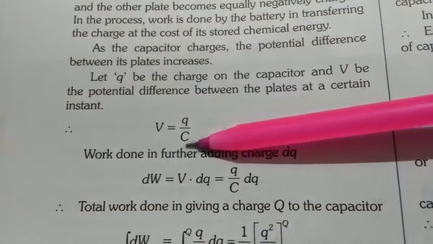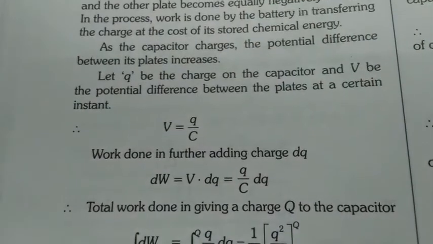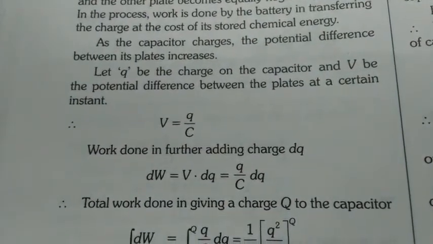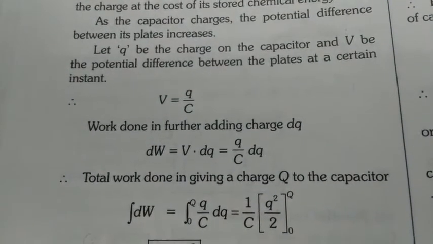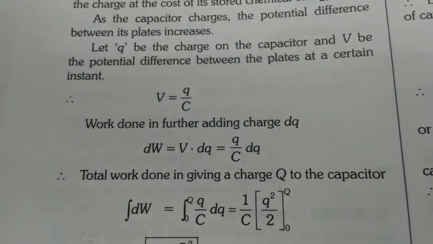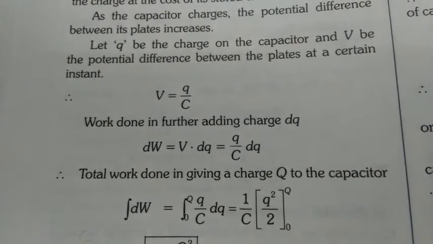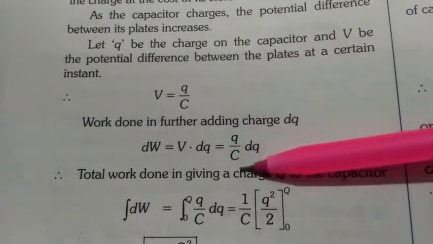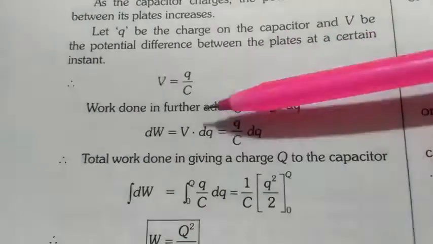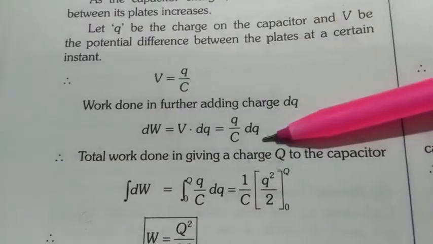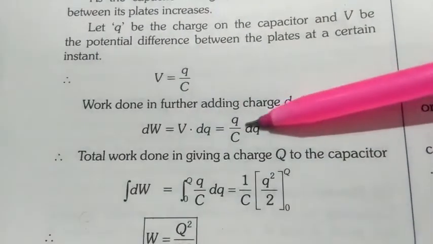Now suppose in that charged plate we add some more charge dq, a small amount of charge dq. So here a small amount of work dW is done, which equals V into dq. By putting in the value of V, we have Q upon C into dq. Okay, so this is the small amount of work done when we charge the plate by a very small charge dq.